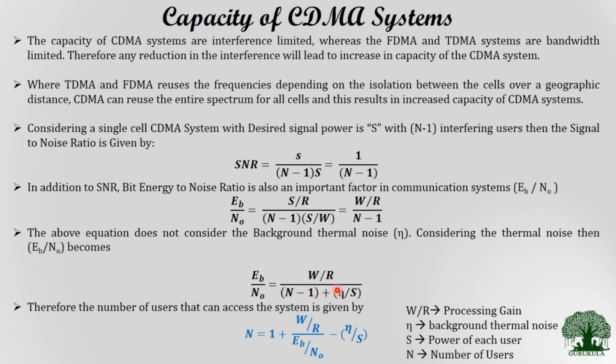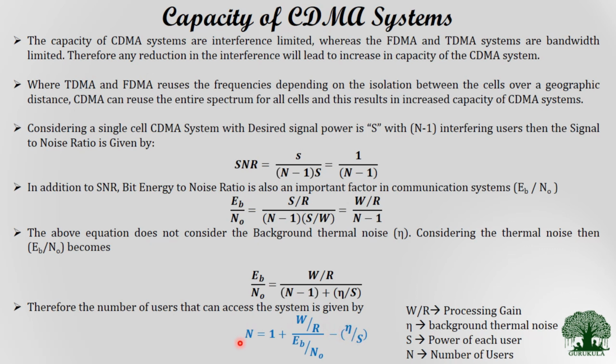When you rearrange this equation, it tells you the total number of users that can access the system, such that n = 1 + (W/R) divided by (Eb/N0 minus eta/S).